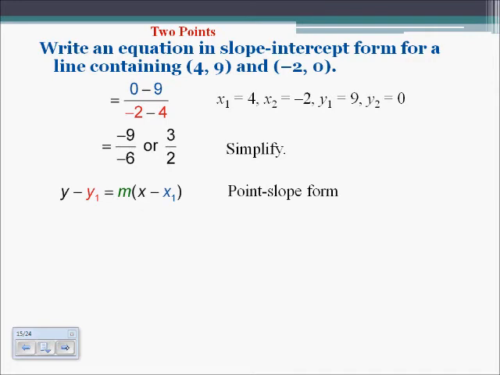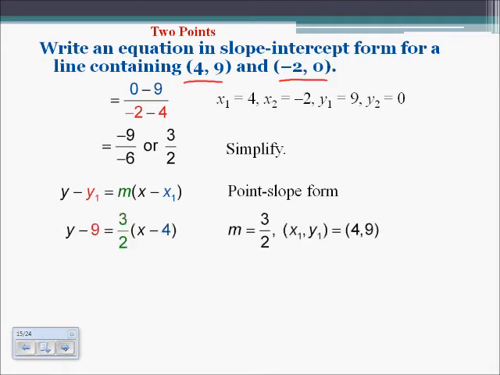Finding the y1 and the x1 is irrelevant as far as which point we use, because you can use both (4, 9) and (-2, 0). As long as you use the same x and y, it doesn't matter which point you choose. So without worrying one way or the other, we'll pick (4, 9), and then our slope is 3/2. Plugging in the information that we know: 9 for y1, 4 for x1, and then our slope was 3/2.